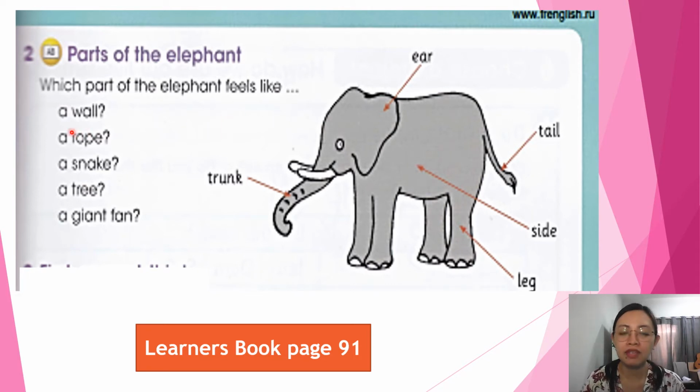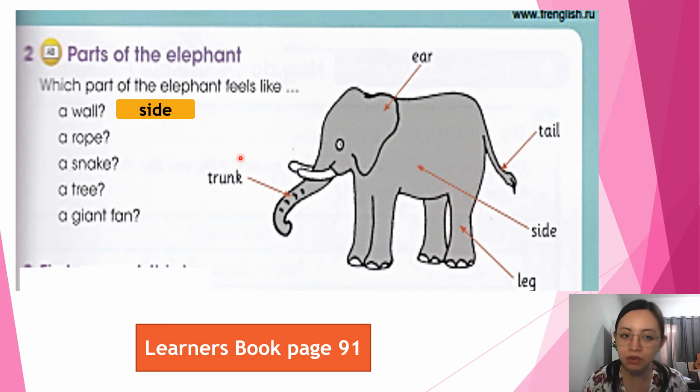So, feels like a wall. Which is the part of the body of the elephant that feels like a wall? What's your answer? Is it the trunk? No, it is the side. So the side of the elephant feels like a wall.